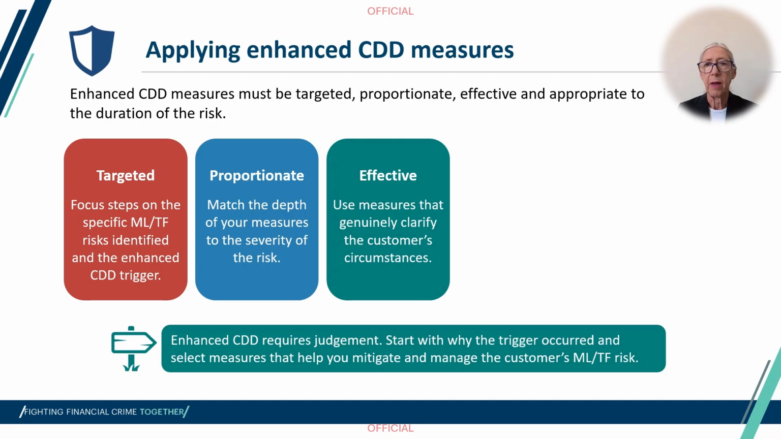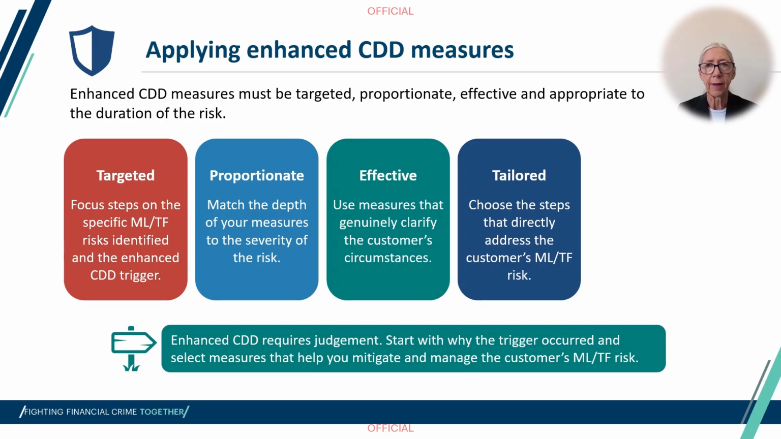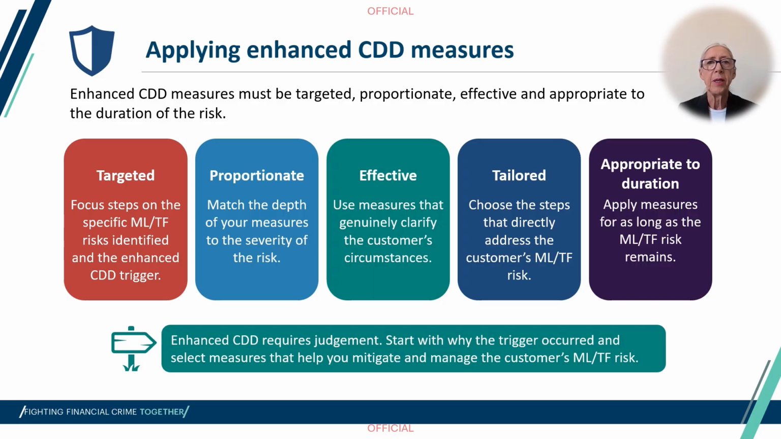To be effective, a measure will help you understand the customer's circumstances and enable you to manage and mitigate the risk. Enhanced CDD is not a checklist. It requires tailoring your steps to genuinely help you confirm, clarify, or reassess what you know about the customer and their activity. Measures also need to be appropriate to the duration of the risk, which means applying them for as long as the risk remains and adjusting them as the customer's ongoing activity or behaviour changes.